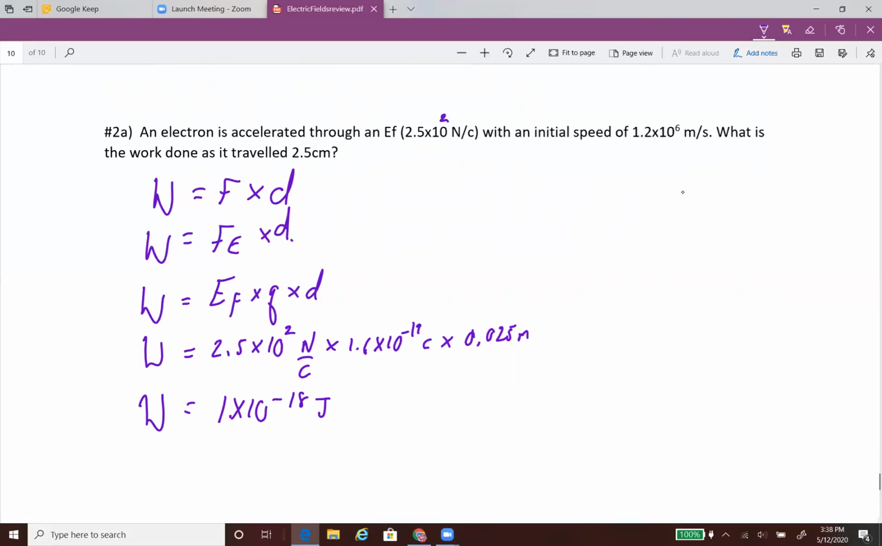What is the work done? I think the follow-up question would be to figure out the final speed. I think you should be able to figure that out. Obviously, the work would be the change in kinetic energy, and then you could use that to figure out the final speed. So I think you can do that on your own.